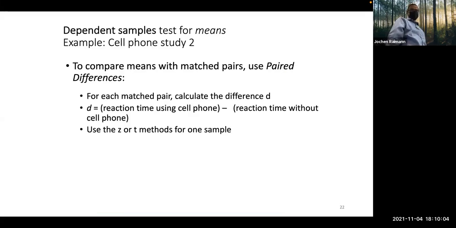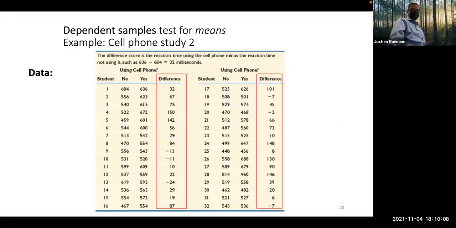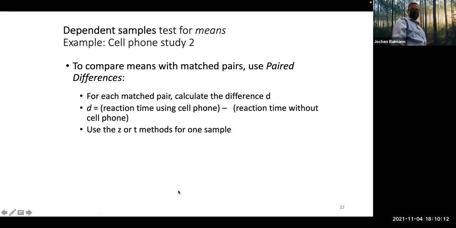And these are now paired differences. For each matched pair, you calculate the difference. You have this difference D, which is the reaction time with the cell phone minus the reaction time without the cell phone. You are hypothesis testing against a null hypothesis difference of 0.